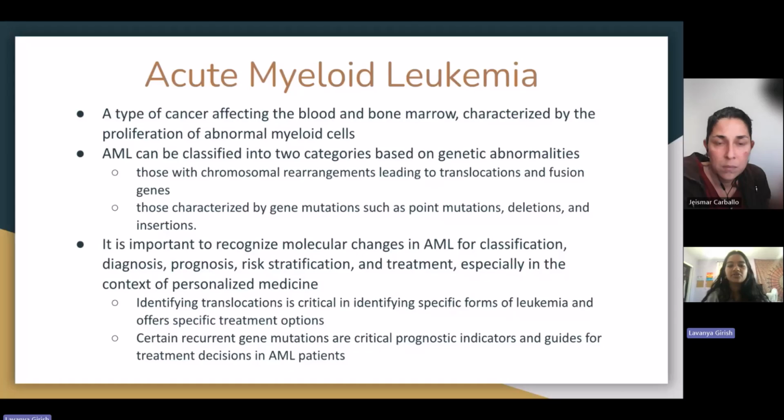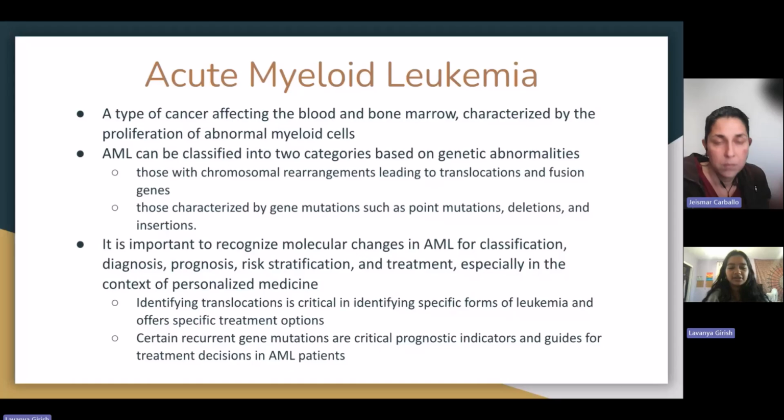The first one is those with chromosomal rearrangements that lead to translocation and fusion genes. And the other one is those characterized by gene mutations, such as point mutations, deletions, and insertions. In recognizing these two, it's important to recognize the molecular changes for AML so that we can classify and diagnose and look at the risk and treatment plans for various patients and their unique cases.